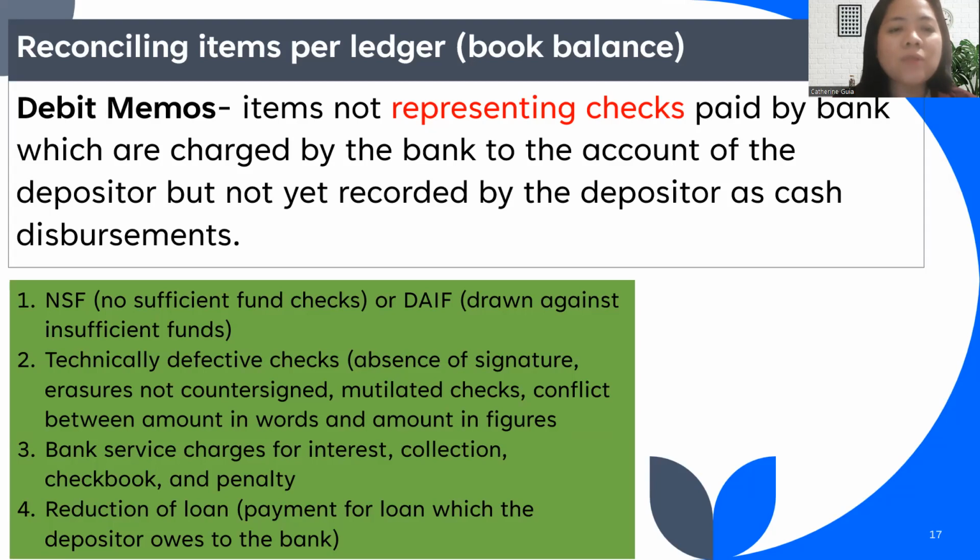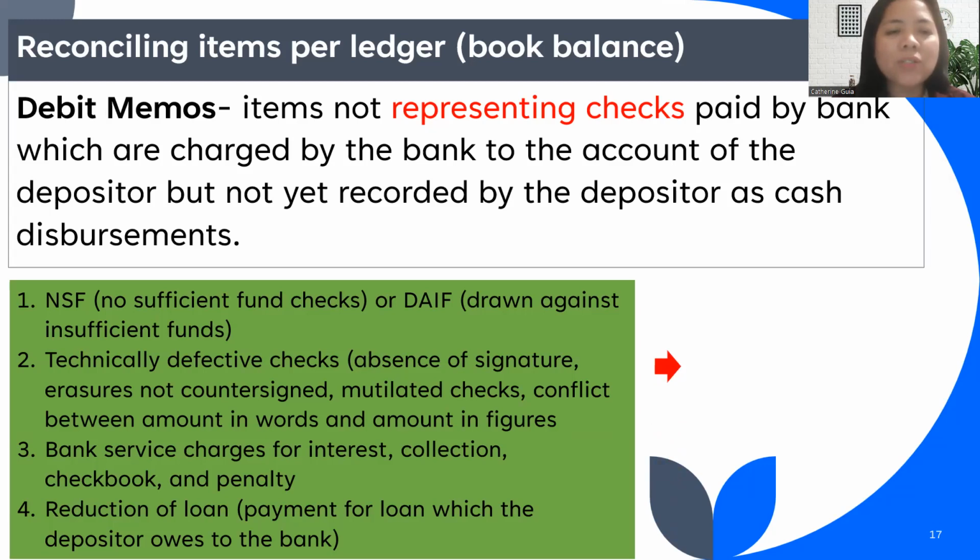Okay, for number three, bank service charges for interest, collection, checkbook, and penalty. These are charges which are directly reflected in the bank statement. So the entity maybe has no idea that they will be charged with these bank service charges, or if they have an idea, they are not aware of the amount that will be charged against them.